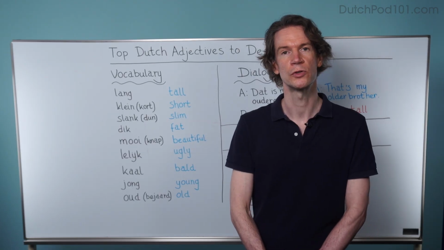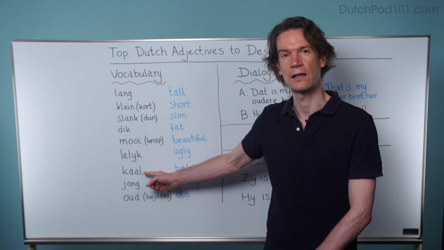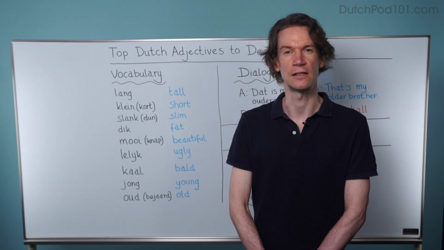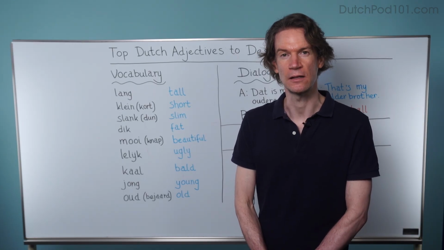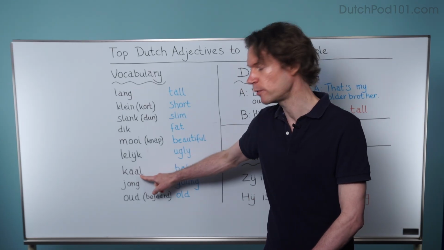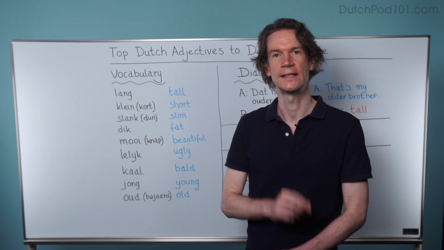Onto bald, which in Dutch is kaal. Kaal. The double A here extends the sound of the A. Kaal.